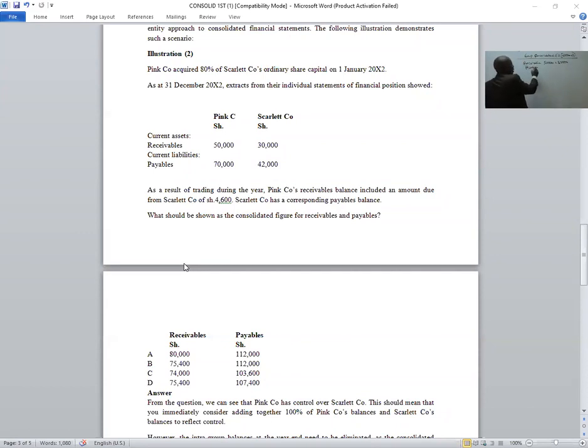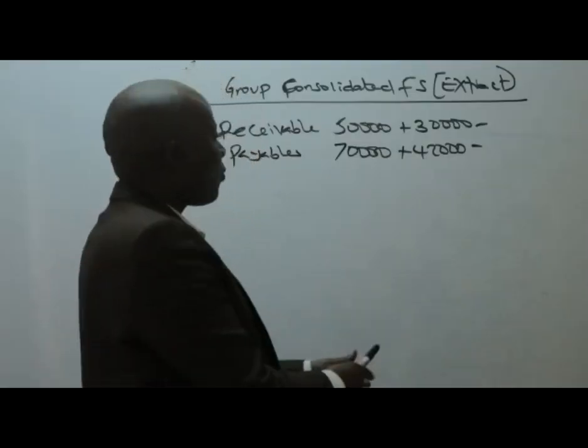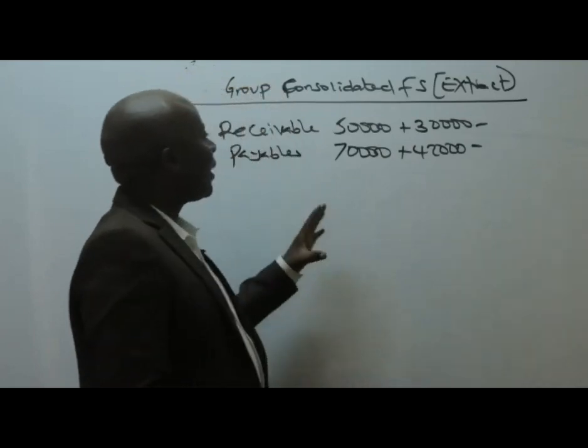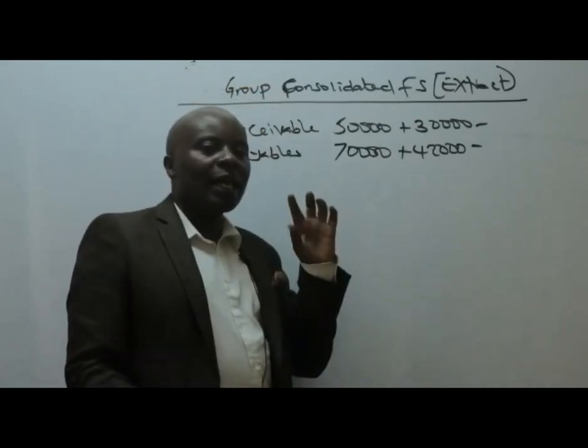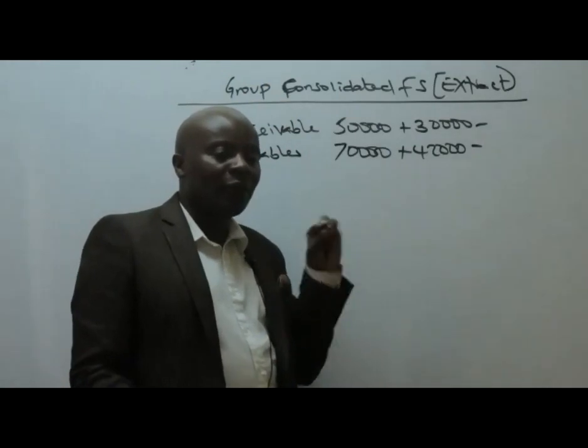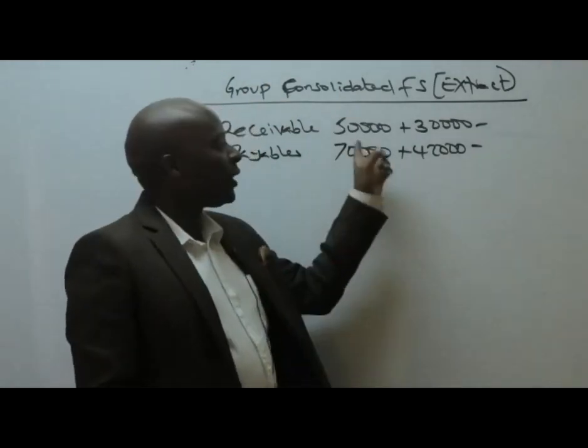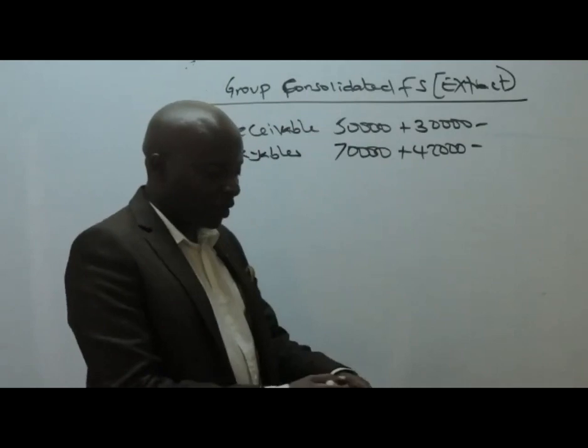And then the same case, we have the payables. Payables, we have 70,000 and 42,000. But now remember, there is a fake transaction inside here. There is an intra owing of 4,600. So it means that one of these companies had accounted for this 4,600 as a receivable, so the receivables are overstated, and they must be reduced by the 4,600.